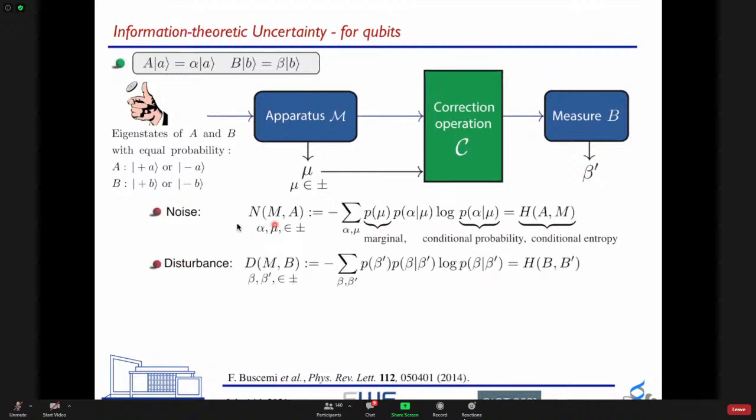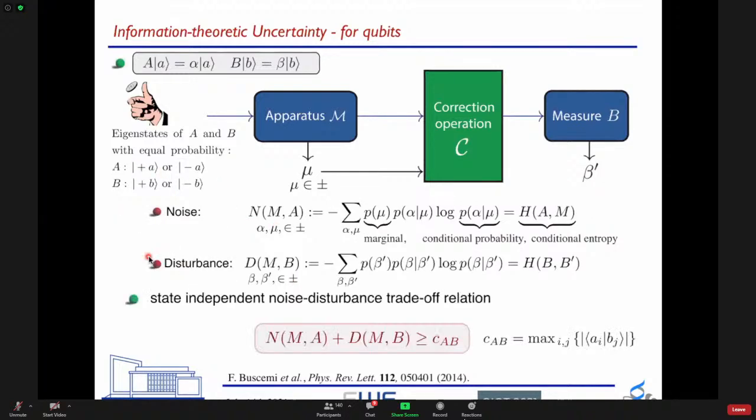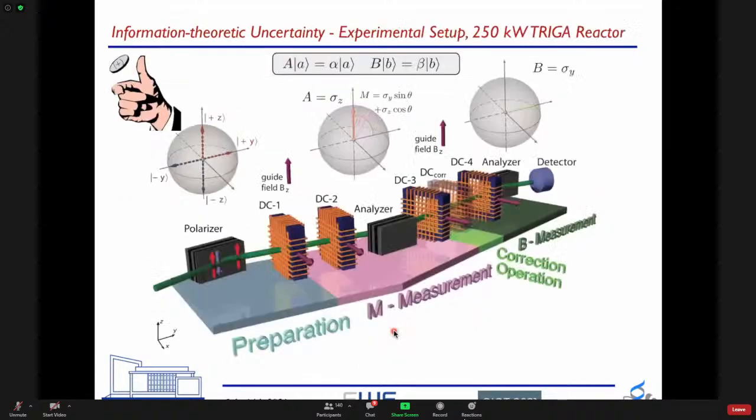So the same applies, of course, also if you only have two states. And then we can take a look at our state-independent noise disturbance trade-off relation, which is of this form. The measurement setup is not very different from before. We have a preparation scheme where we prepare eigenstates of A, namely plus Z and minus Z, and B plus minus Y, send them onto the apparatus.